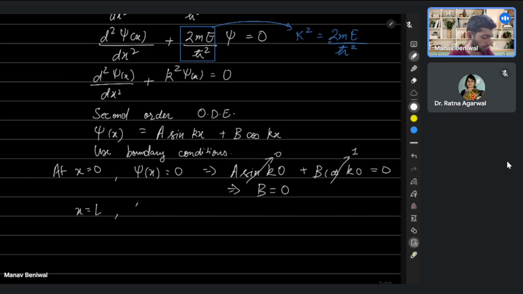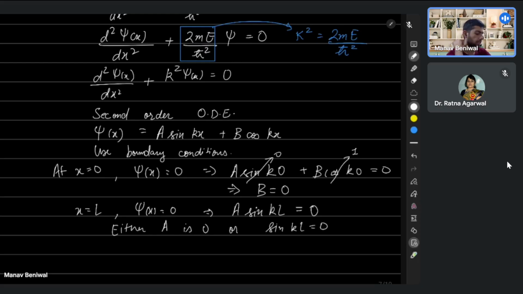Now at x equals L, again psi of x is 0, which implies that a sin kL has to be 0. Now this would mean either a is 0 or sin kL is 0. Now if we take a as 0, this is a trivial solution and it will not give us many meaningful things. If both a and b are 0, then our wave function psi is 0 everywhere and we do not get any meaning from that.